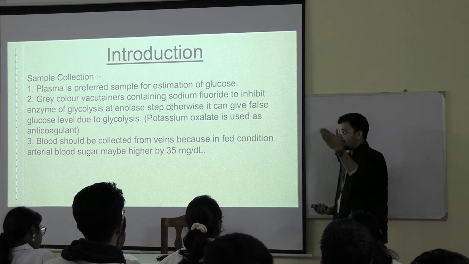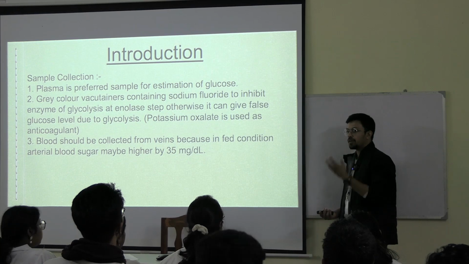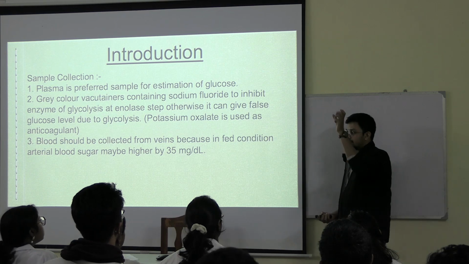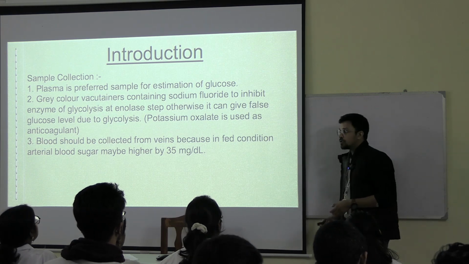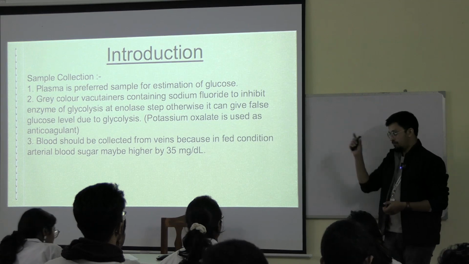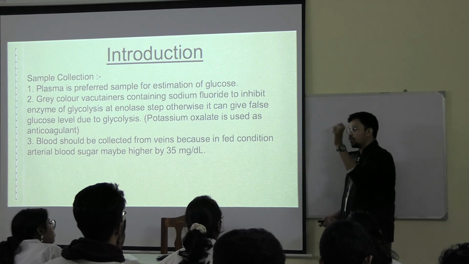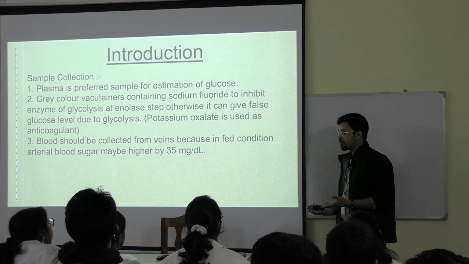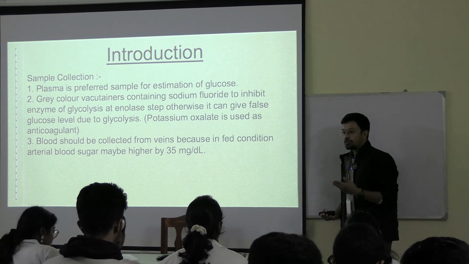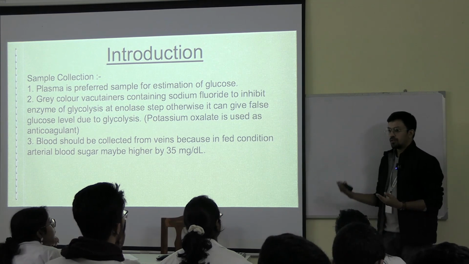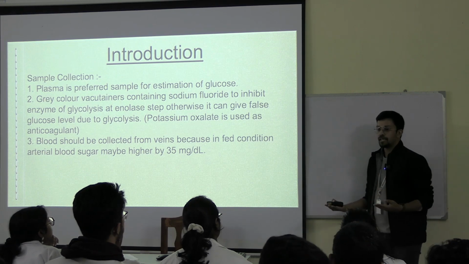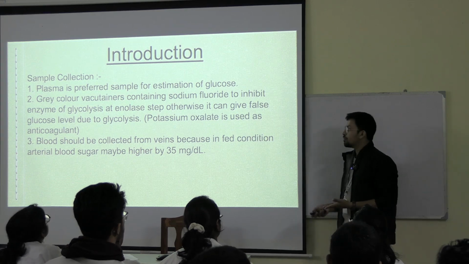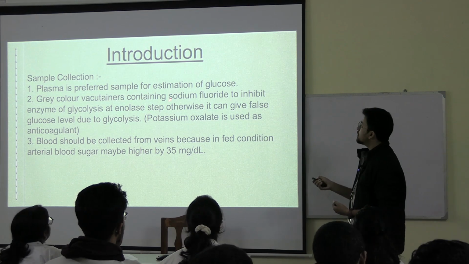If you have seen in your theory part, whenever glucose is getting metabolized, there is one step with the enzyme enolase, happening in the glycolysis pathway. To avoid that, if you leave the blood like that, some bit of the glucose present will get metabolized. Let's say the patient's actual blood sugar level is 100, but you will get 80 because some bit of it got glycolyzed. To avoid that enolase step, we use sodium fluoride.